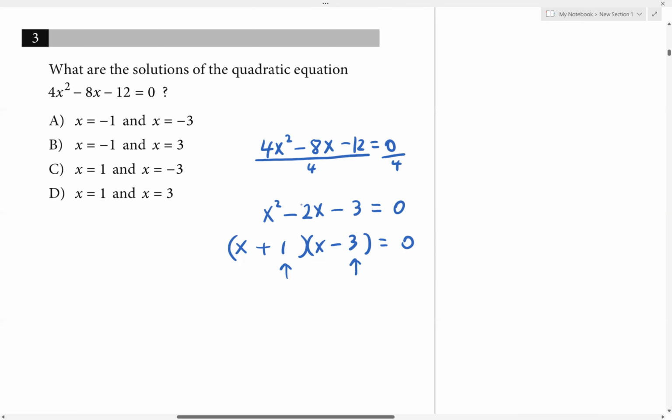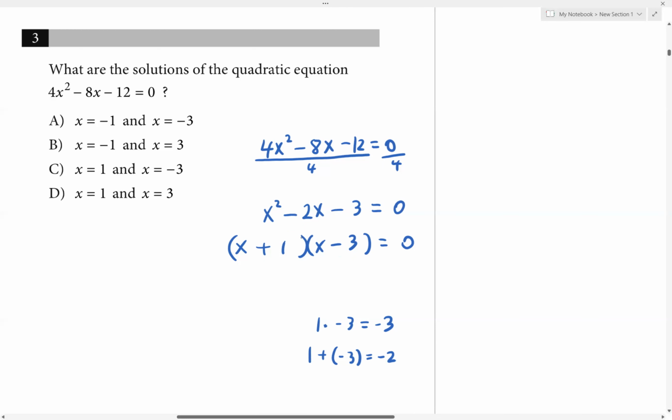And then since we want -2 in the middle, the 3 has to be negative and the 1 has to be positive. So 1 times -3, we get -3. And we add them, 1 plus -3, we get -2, right? It matches in the middle. So when they multiply, they have to multiply to the last number, and when they add, they have to give the middle number, -2. So this will be the factored form: x plus 1 and then x minus 3.